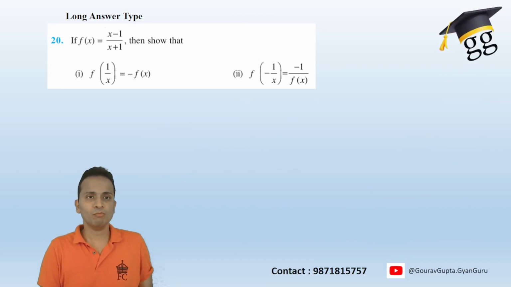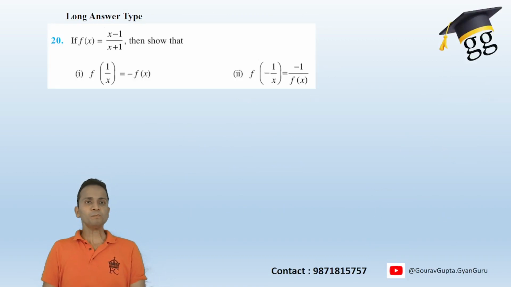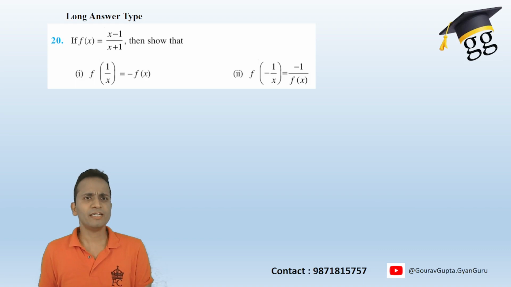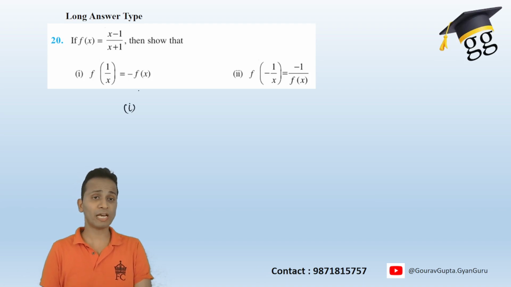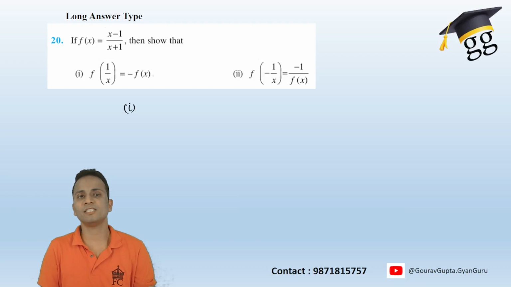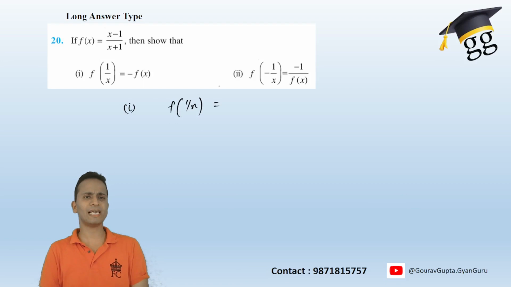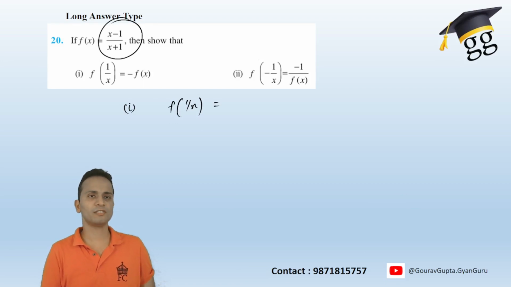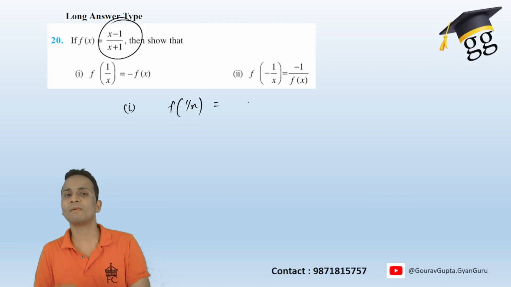Okay, moving ahead, question number 20. Function is defined, f of x is equal to x minus 1 upon x plus 1, and then we'll have to prove something. So point number 1, we'll have to prove that f of 1 upon x is equal to minus f of x. So let's calculate f of 1 upon x. What will f of 1 upon x be? In the function, instead of x, substitute 1 upon x.